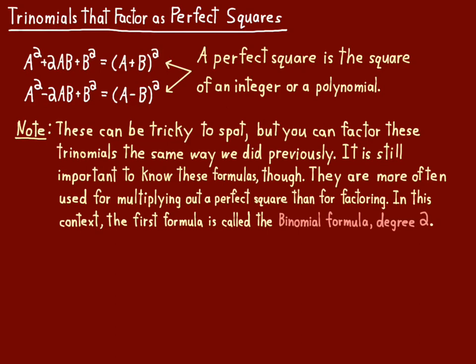Okay, so this is called the binomial formula degree 2. What is called the binomial formula degree 2? This formula. And this formula is really the same formula, it's just that your b is negative.